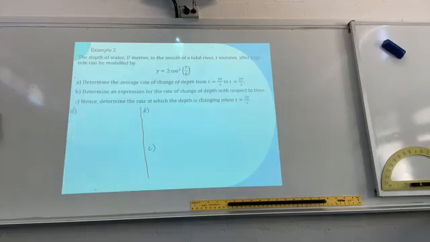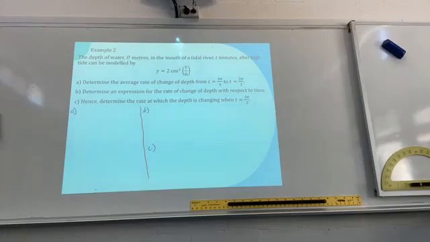Alright, next one. Example 2. The depth of water d meters in the mouth of a tidal river t hours after high tide can be modeled by this. So determine the average rate of change. Now average rate of change is just the slope, right? So you need to find y when t equals 3 pi over 4 and y when t equals 3 pi over 2.